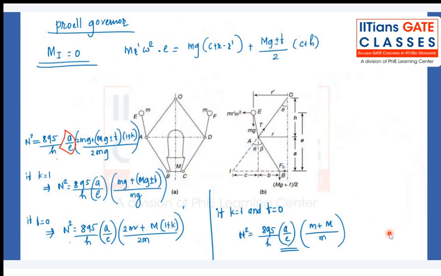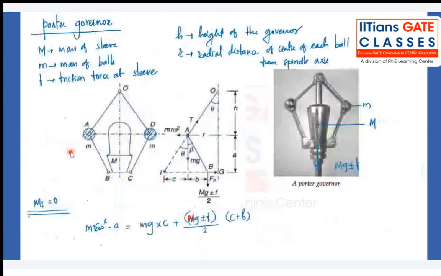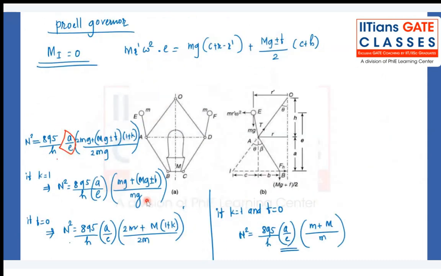Next is Proell governor. In Proell governor, these are the formulas. Again, remember, this is the original formula. The a by e term is there only. So it's the same as that of the Porter, only a by e is there. In all the cases, you have to put a by e as it is.